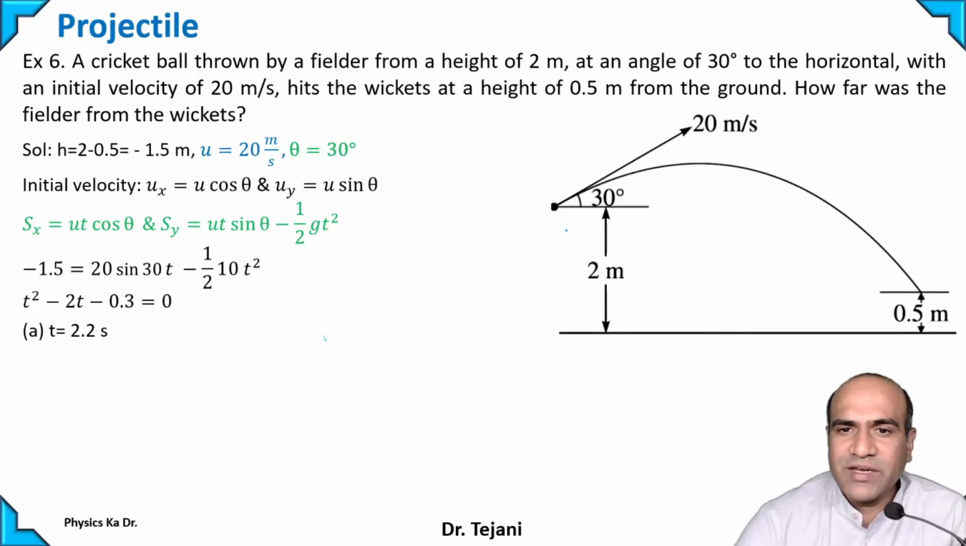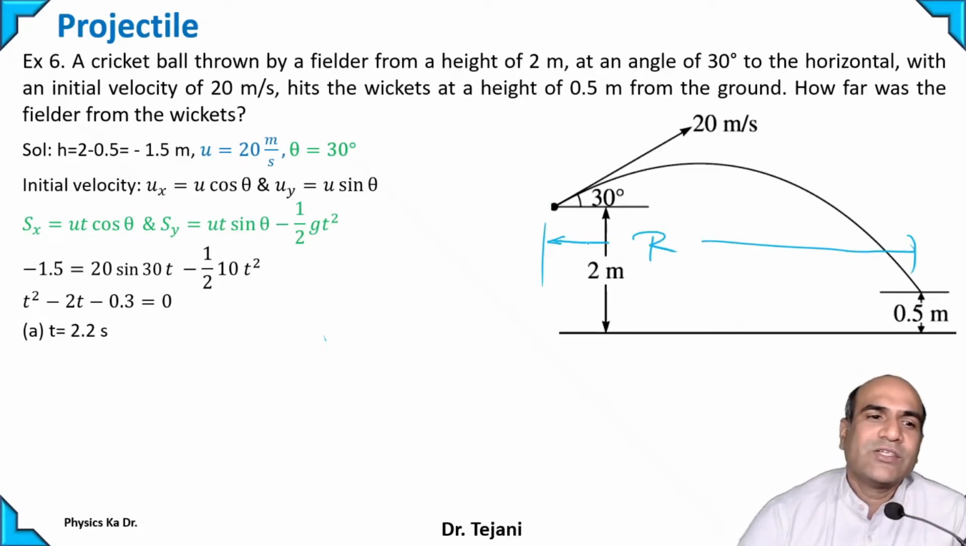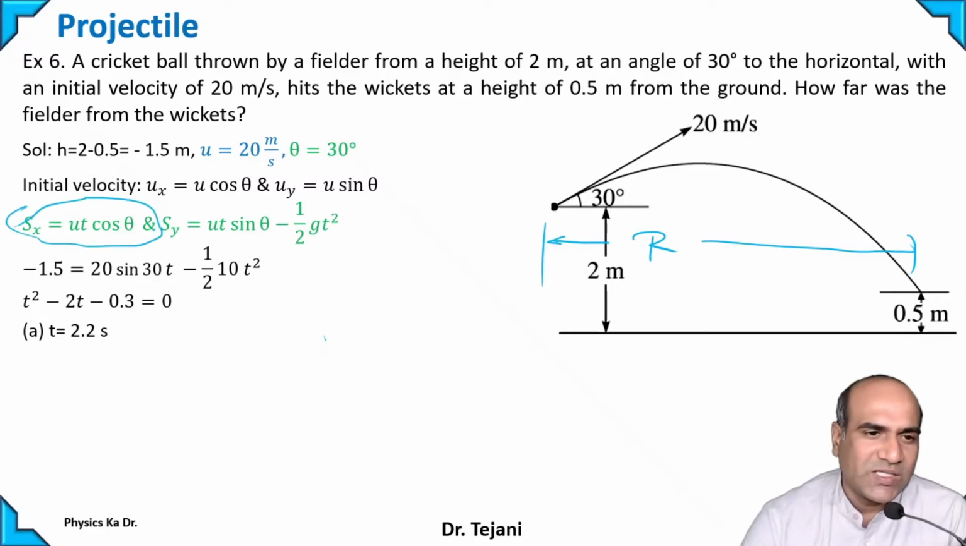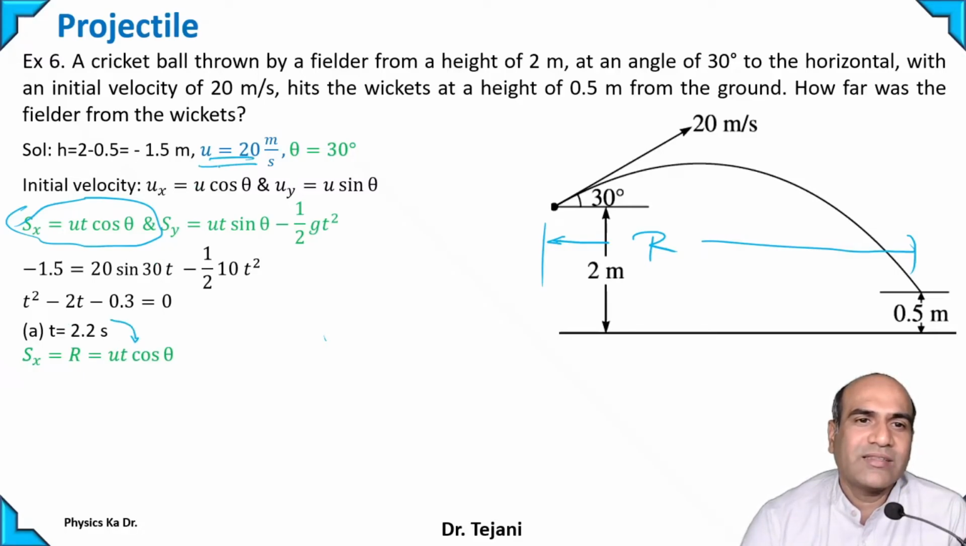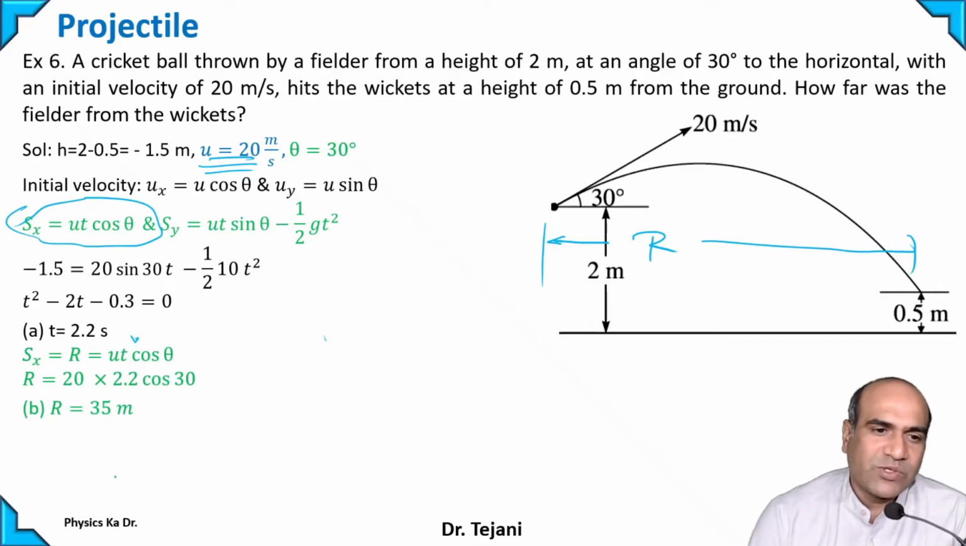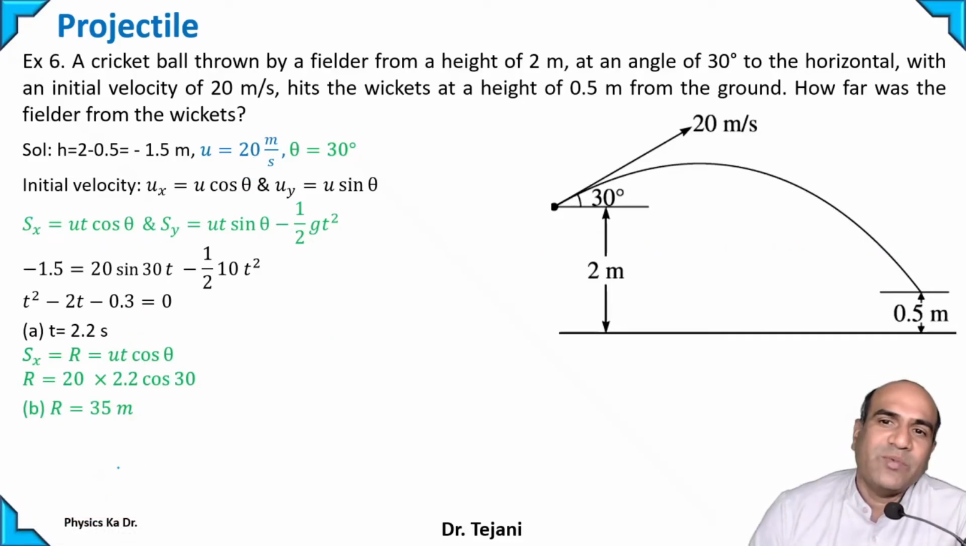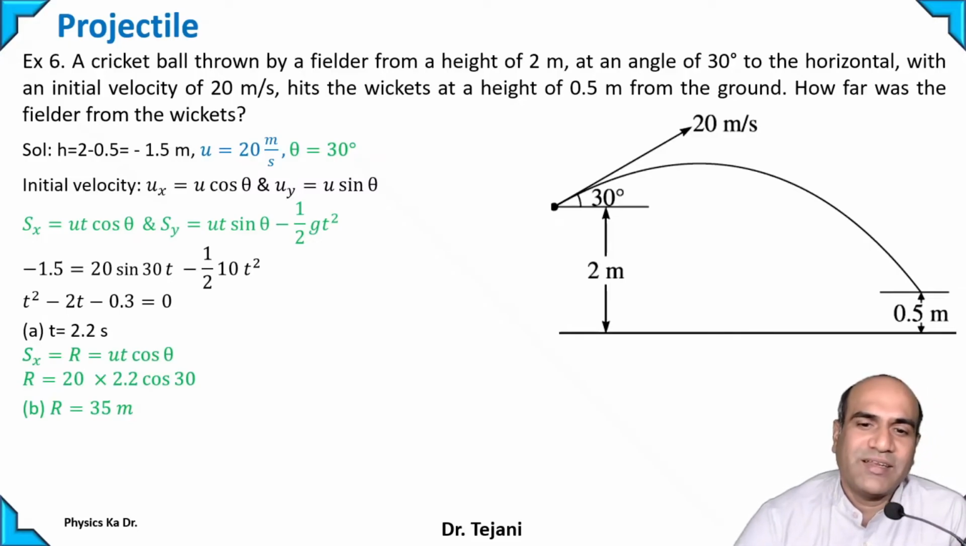But what we need here is the horizontal range. So for horizontal range, we have one more equation. This is the equation Sx is equal to u t cos theta. Sx is equal to R, u t cos theta. Put the values of t. U is already there, 20 meter per second. Theta is 30. So put all the values here, and you will have R is equal to 35 meters. So range is 35 meters. Like that, you need to solve this kind of questions.